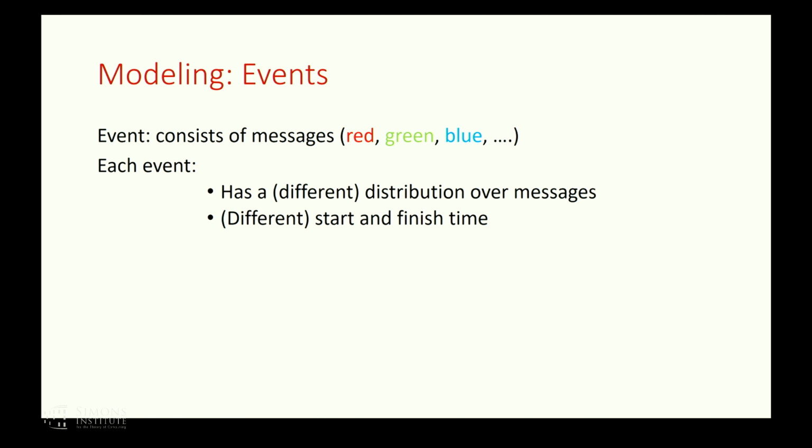And each event has a different distribution over these messages. For example, some events might generate 50% red messages, 25% green, and 25% blue. Whereas another event might generate 25% red messages, 50% green messages, and 25% blue messages. Okay? So this is what I mean by an event. And an event also has a start time and a finish time, during which time it keeps generating messages according to some unknown point process.